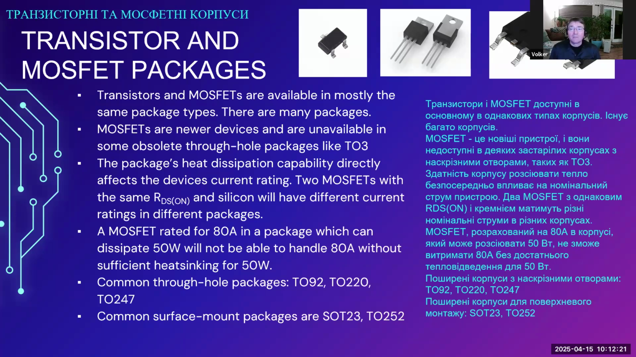Common packages, I've shown some packages there. The TO220 package is the one in the middle, and the TO247 package, which is not shown here, is one of the largest through-hole packages. It is a good package if you want to attach a MOSFET to an external large heatsink. The TO247 package is one of the best options for that. It is rated for a considerable amount of power and current capability.